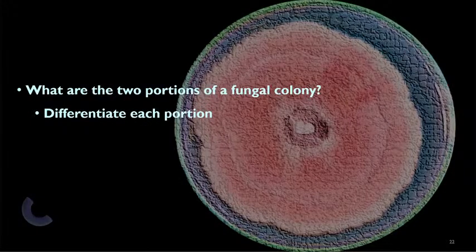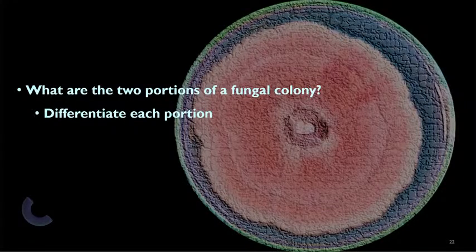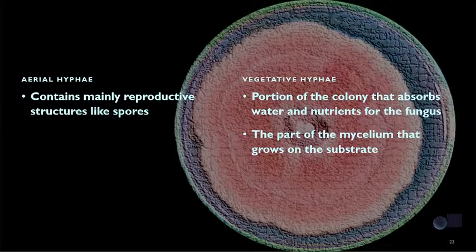All right, now what are the two portions of a fungal colony? A fungal colony, okay? When you're talking about molds, by the way, we're still on the topic of molds, there are two portions of a fungal colony: the aerial hyphae and the vegetative hyphae. The aerial hyphae contains mainly reproductive structures like spores, while the vegetative hyphae is the portion of the colony that absorbs water and nutrients for the whole fungal colony itself.